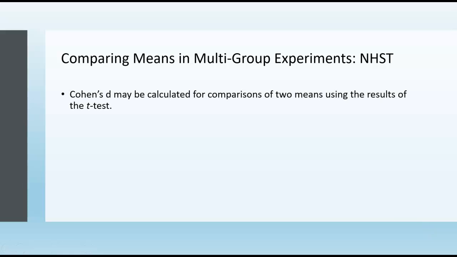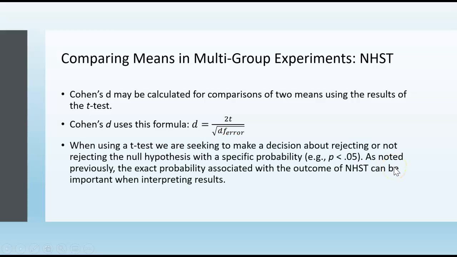When we're comparing the means, we can also ask some questions using Cohen's d. You can calculate that for comparisons between two means as a result of that t-test. And once you've got the t value, you can calculate the Cohen's d. When we're using a t-test to make decisions like this, we do adopt a specific probability. By convention, it's usually 0.05.